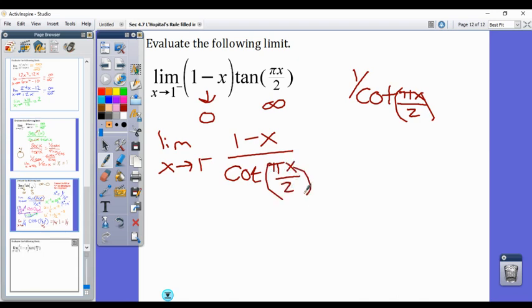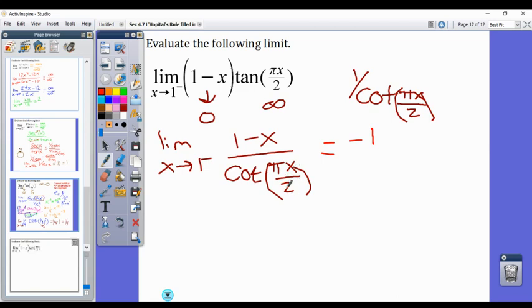All right, so now that I have this in a form that I can work with, I can take the derivative. So the derivative of the numerator is not too bad. That's just going to give me negative 1. All right, now here we have cotangent, and the derivative of cotangent is negative cosecant squared. And the other thing that we have to pay attention to is we're going to end up with the chain rule again for this middle part right here.